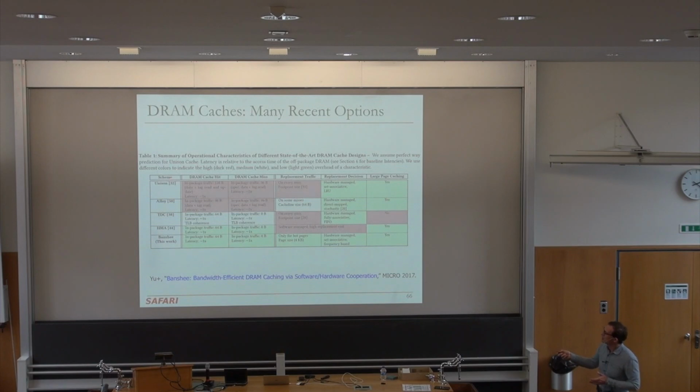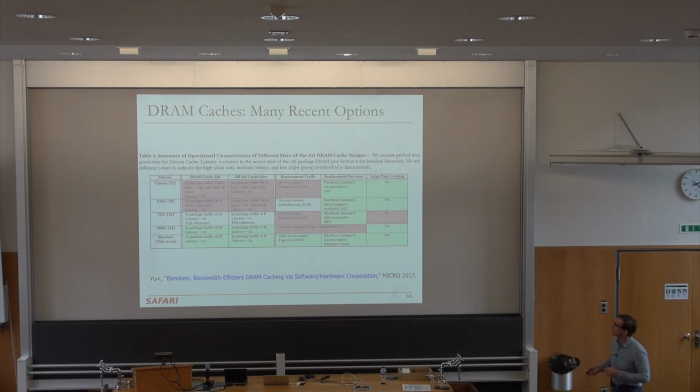But basically, the schemes can be classified in terms of how you handle the DRAM cache hit, how you handle the DRAM cache miss, what kind of latencies you get, what kind of traffic you impose, what kind of replacement traffic you cause on the system, do you cause it on every page, who manages it, what kind of replacement decisions you make, and are you able to cache large pages, for example. Of course, you can extend it more, but this is what we were interested in at the time.